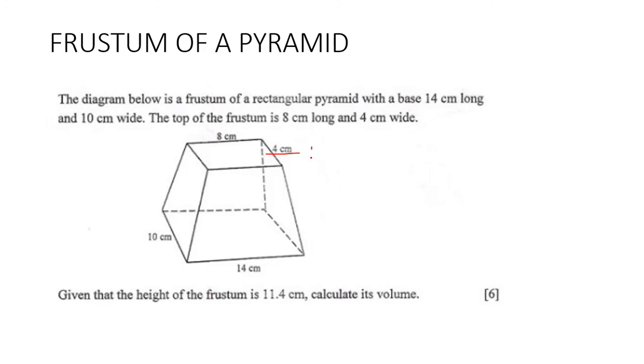So already we have our A1 here, and since our A1 is a rectangle, it will just be L times B. Then at the bottom, our A2 is also L times B. And we've been given the height here as 11.4. So now let's calculate the volume of this frustum.